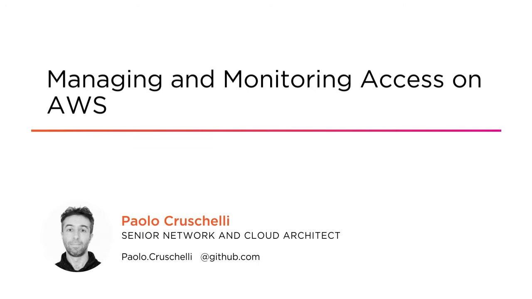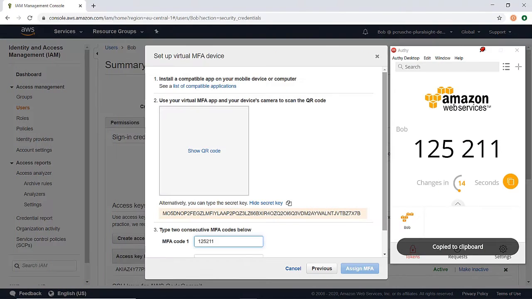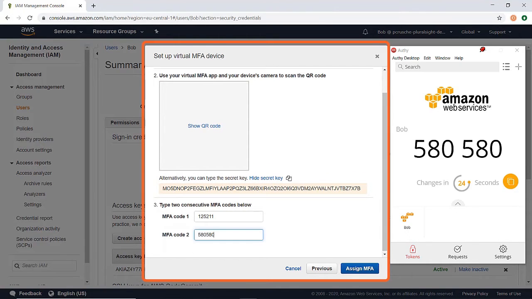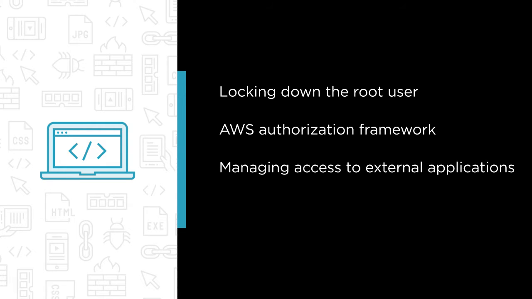I'm a senior network and cloud architect. In this course, we are going to explore tools and best practices to securely administer access to AWS resources. Some of the major topics that we will cover include locking down the root user with multi-factor authentication, a deep dive into the AWS Authorization Framework and IAM policies, managing access to external applications with AWS Cognito, and monitoring access to AWS resources with CloudTrail.